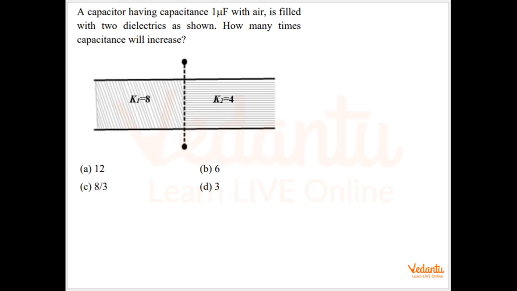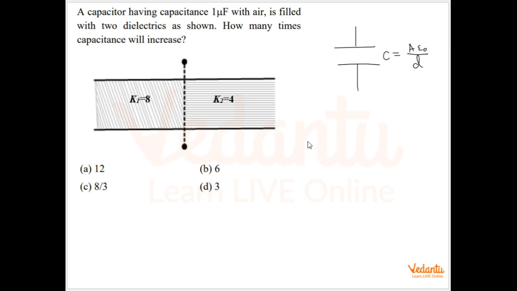In this question, my dear bachcha log, the capacitor has a capacitance of 1 microfarad when with air. It is filled with two dielectrics as shown in the figure. How many times the capacity will increase? Now, my dear bachcha log, what I will say is that originally the 1 microfarad capacitor is going to be A epsilon naught by D.